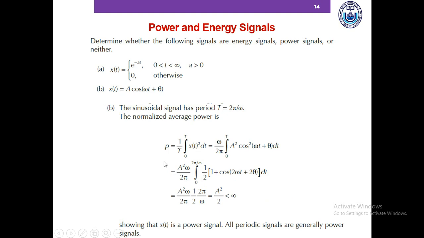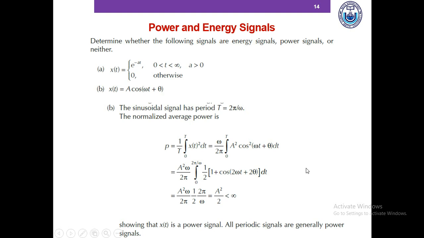and the energy of A cos(omega t plus theta) is infinity, which means the power is, and then we compute the power and we see that the power is A squared by 2, which is a finite quantity. So we say that this is a power signal. Usually all periodic signals are generally power signals. So cos(omega t plus theta) basically goes from minus infinity to plus infinity, so the energy is infinity.